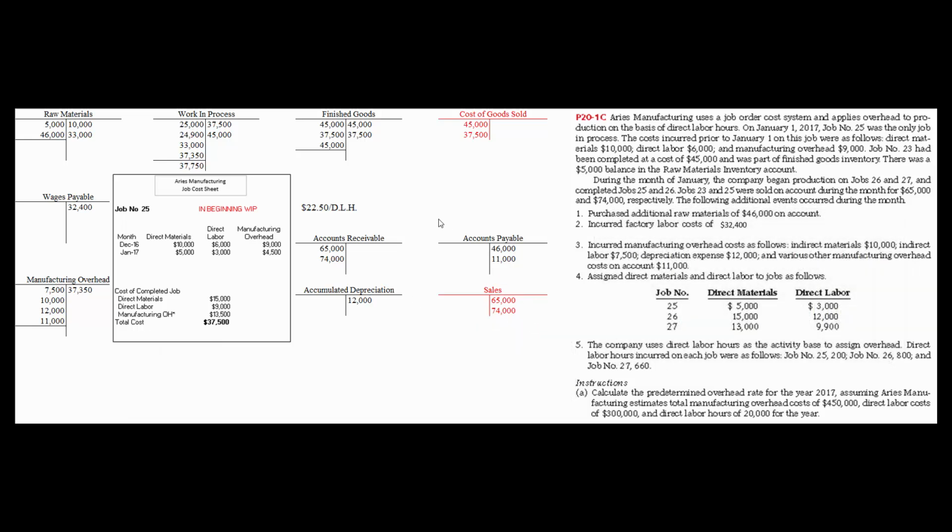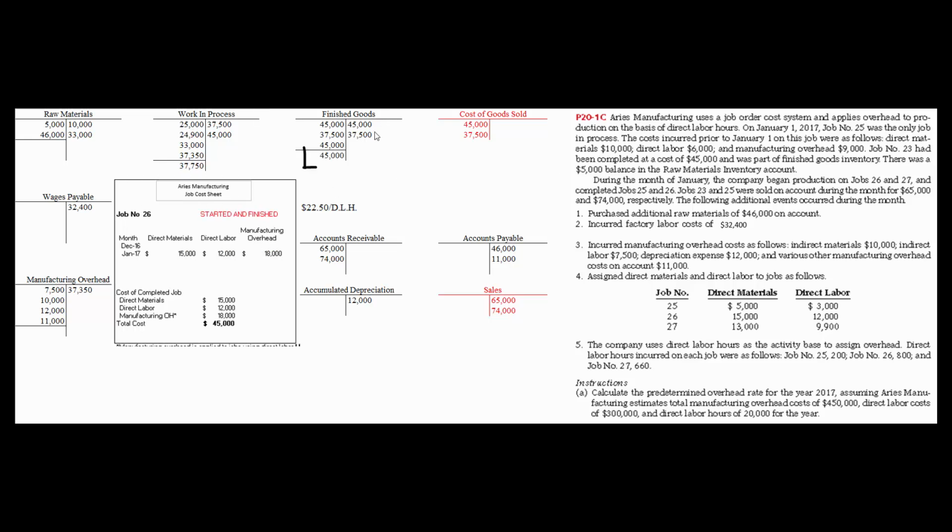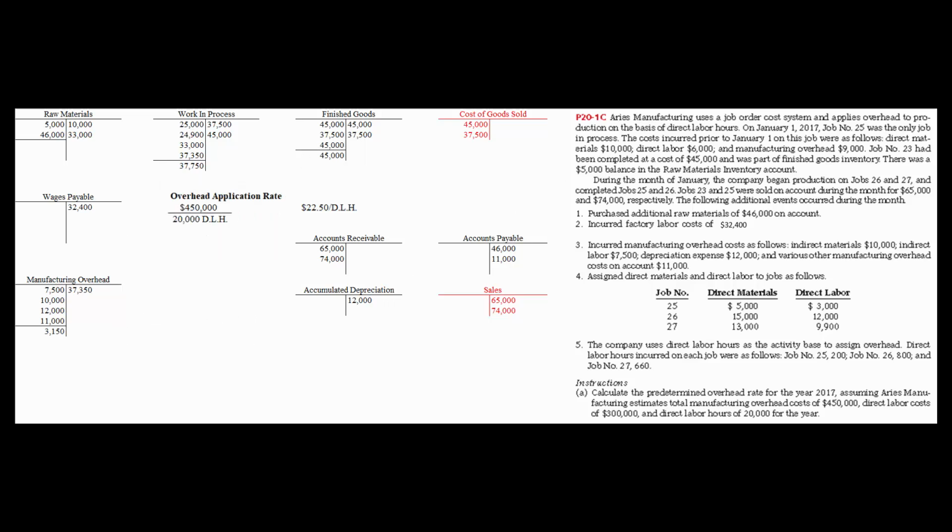And what's the balance left in the finished goods inventory? Add up all the debits, subtract all the credits, you get a balance of $45,000, which is job number 26. We started and finished it in January, and it's just sitting there waiting to be sold.